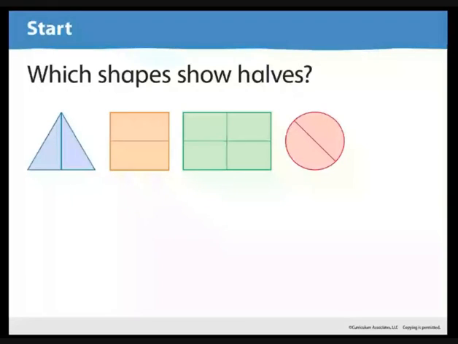Our start slide today shows 4 shapes. Which shapes show halves? Can you look at each shape and decide if it shows halves? If someone is with you, please share what you think. I'm really interested to hear what people think about this one.